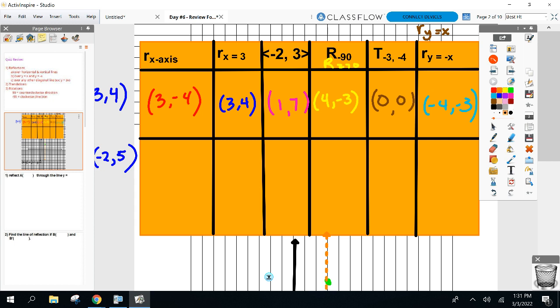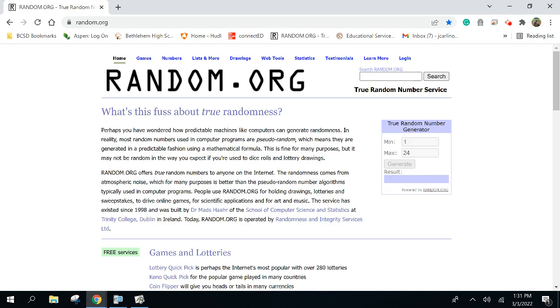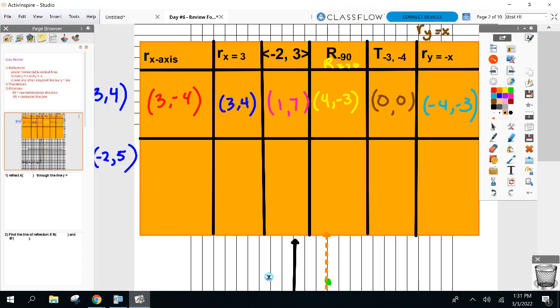All right, let's do this. What do you say? Come on. Negative 2.5 over the x-axis. Negative 2, negative 5. Good work. If there's a question about it, let me know and I'll show you. Make sure you went over the x, not the y.